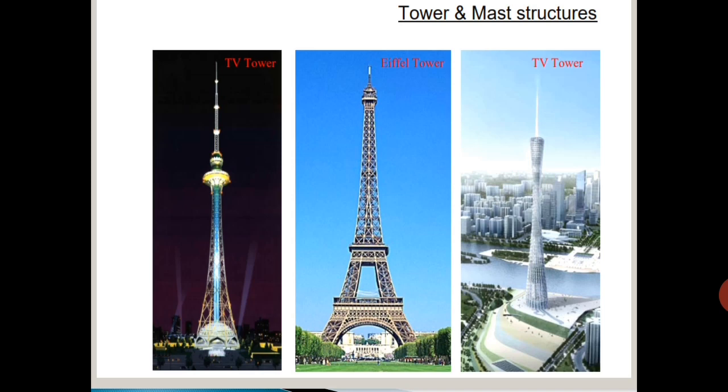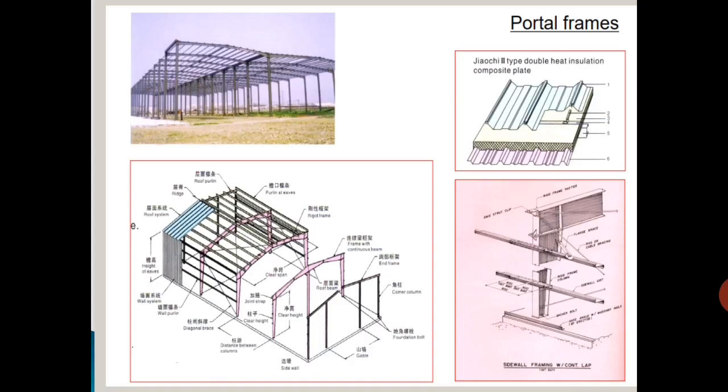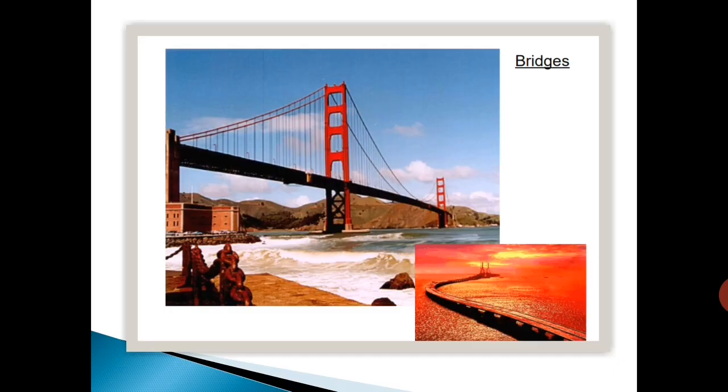Okay, these are the examples of towers and mast structures: TV tower, Eiffel Tower. Okay, these are the portal frames, different types of portal frames which are used in steel structures. These are the bridges of steel structure.